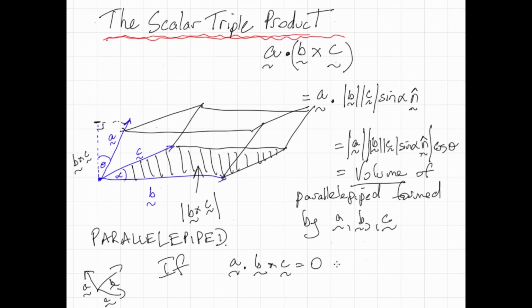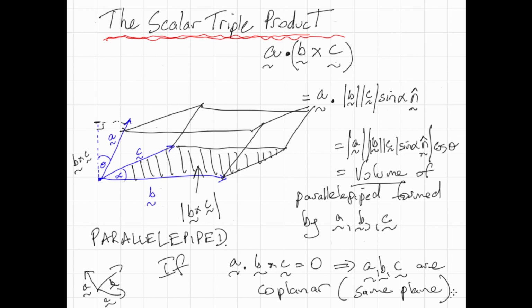Now when things are in the same plane, we say they are coplanar. And that is a test sometimes. If you're trying to find whether three vectors are coplanar, you find the scalar triple product, and if you get an answer of 0, then they lie in the same plane.